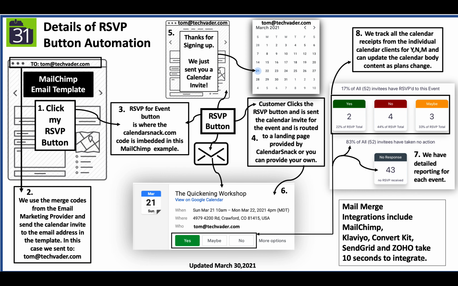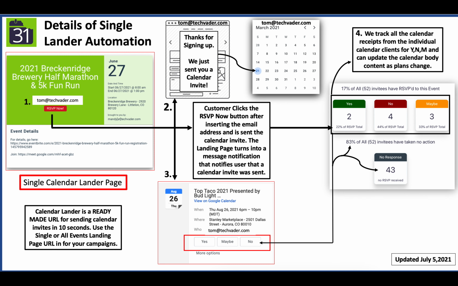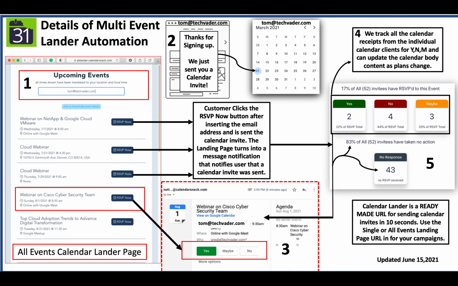Number 4, the landing page is provided. They are pre-built and preset. There's the calendar invite, number 6. And then 7 and 8, we track the detailed reporting there to the right. Now the same workflow happens for the single calendar lander page. When someone puts their email address in the web landing page for the calendar invitation and clicks RSVP now, they're sent the invite, they're sent to a landing page, and then we track it.